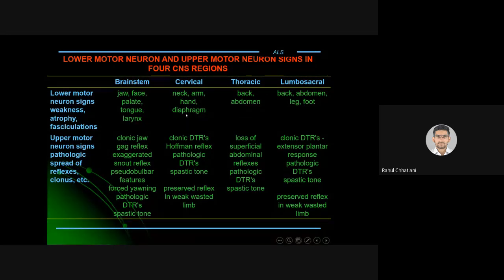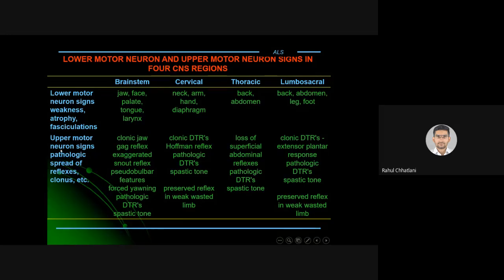If the diaphragm is affected, as you already know, respiratory affection is there, and the patient will not be able to survive. Thoracic: muscles of the back and abdomen, all the extensor muscles of the spine as well as the flexor or abdominal muscles. Lumbosacral: back muscles, abdominal muscles, leg and foot will show signs of atrophy. By the time atrophy appears, already one third of the motor neurons will be damaged, will be lost. So it is irreversible.